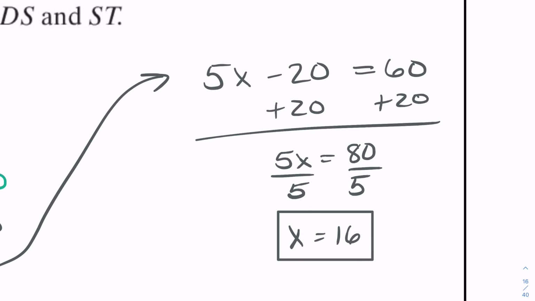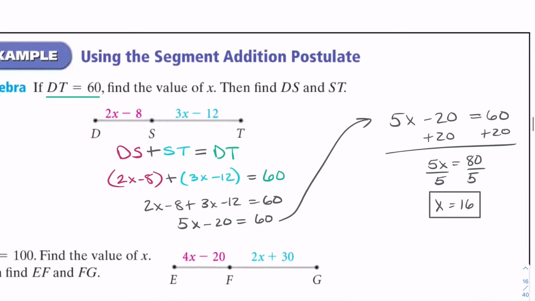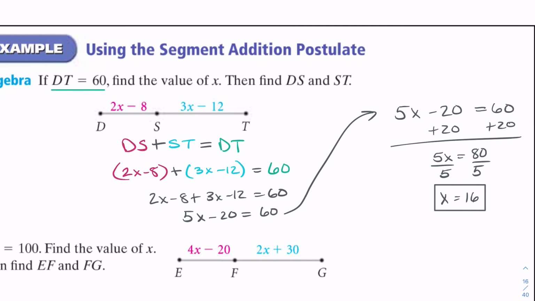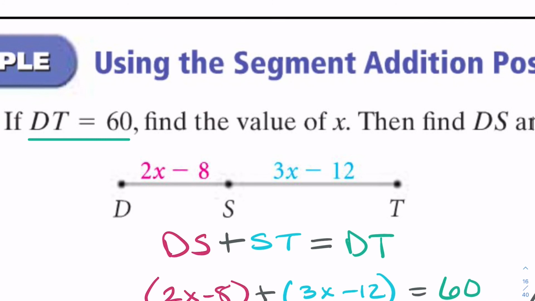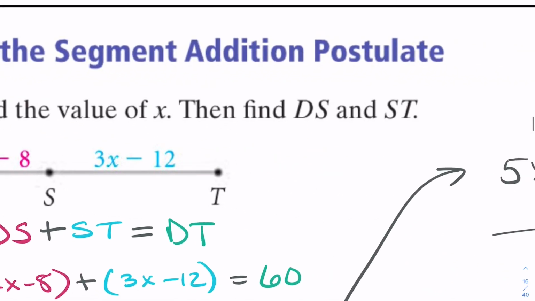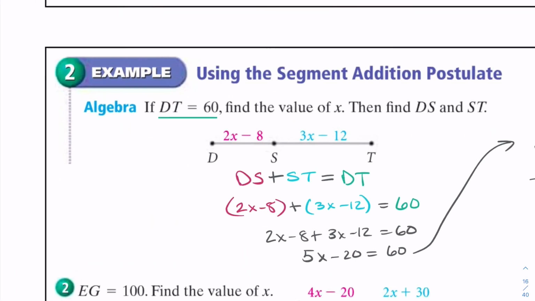Feel free to pause the video if I went too fast, or rewind, okay? And there we go. X is 16. But that wasn't the whole question. It said, what is the value of x? Find it. It also says find DS and ST. Okay, we can do that. I'm going to do DS and ST over here.